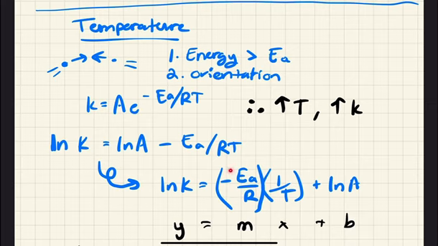And then that leaves the rest of this, which are constant values, to be our m. And we will measure that by getting the slope of a line. And then we have also our b term, which is the y-intercept. That would be the natural log of the frequency factor. So we can pull all of that information from a plot.